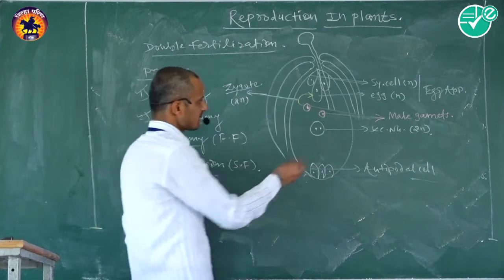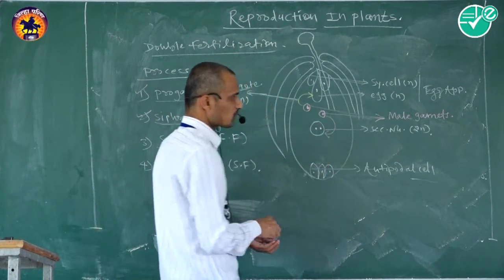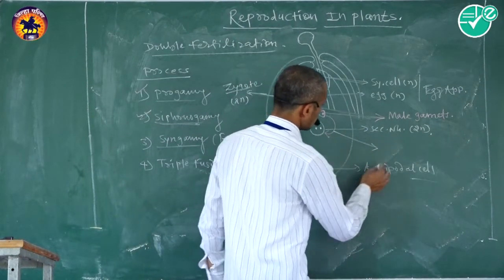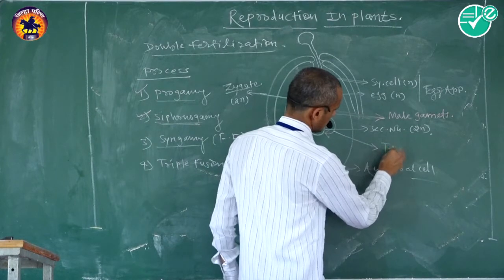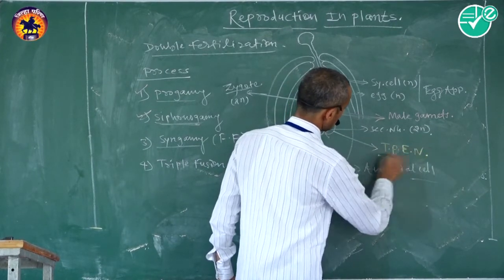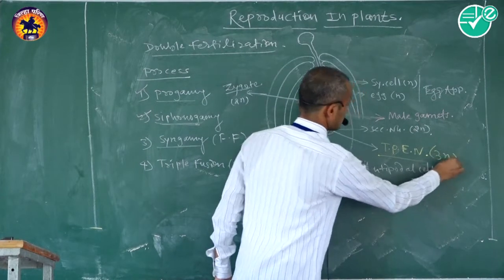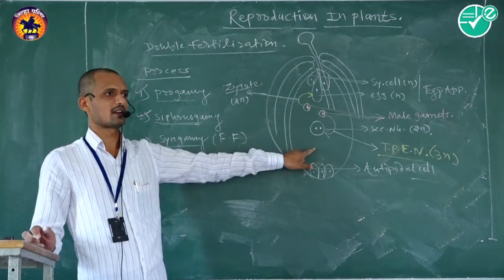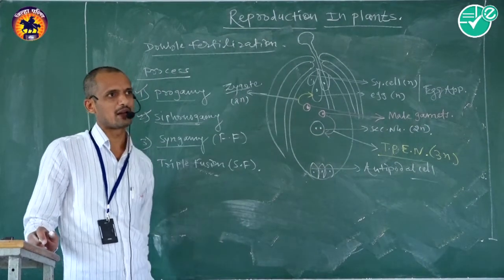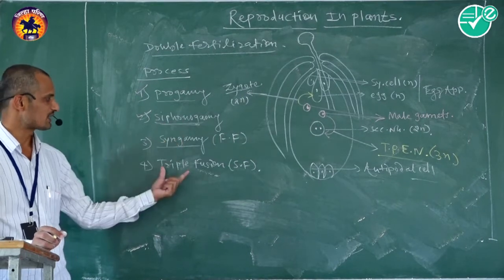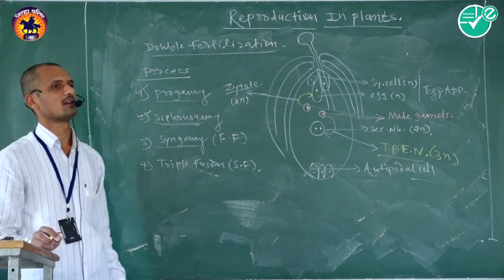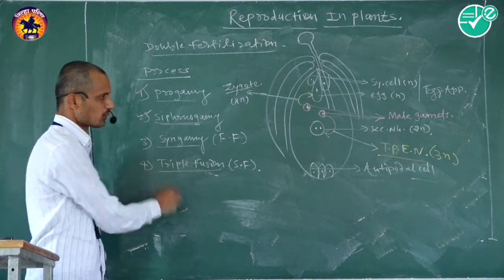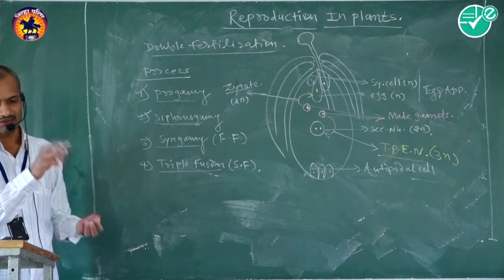Okay. Then the second male gamete fuses with the secondary nucleus to produce the triploid primary endosperm nucleus. That is called triple fusion, and the phenomenon is known as second fertilization. That is the process of double fertilization in angiosperms.